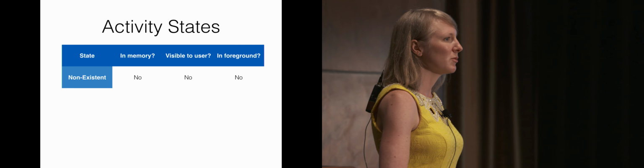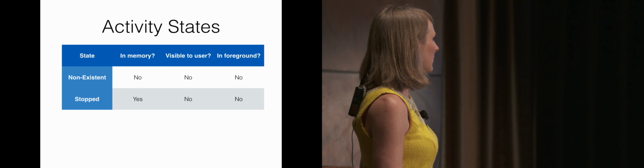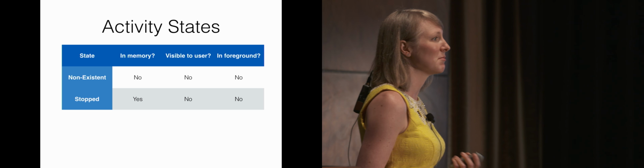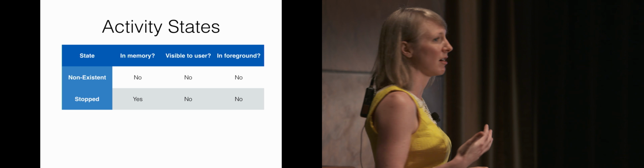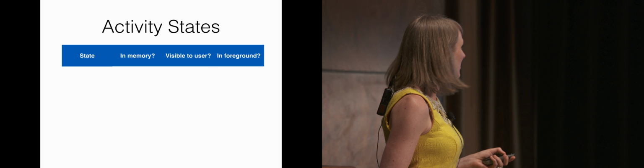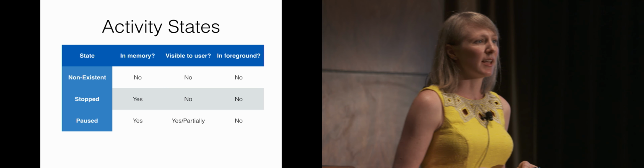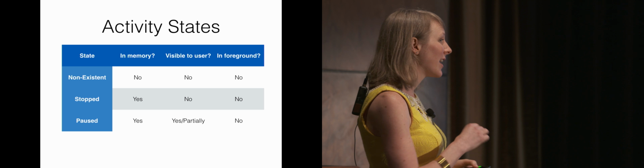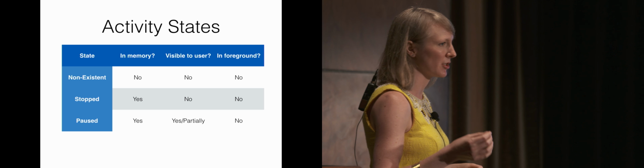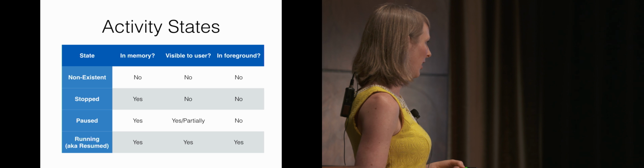Non-existent. This is where your activity is not created at all. It's not in memory, and obviously the user can't see it. Stopped. Stopped is where there's actually an instance of your activity in memory, so any instance variables you've set up in there are accessible. They're there and alive. But it's not visible to the user. Paused means there's an instance in memory, and the user can actually see your activity, in some cases only partially. But it's not in the foreground. It doesn't have user focus. It's not what they're interacting with.